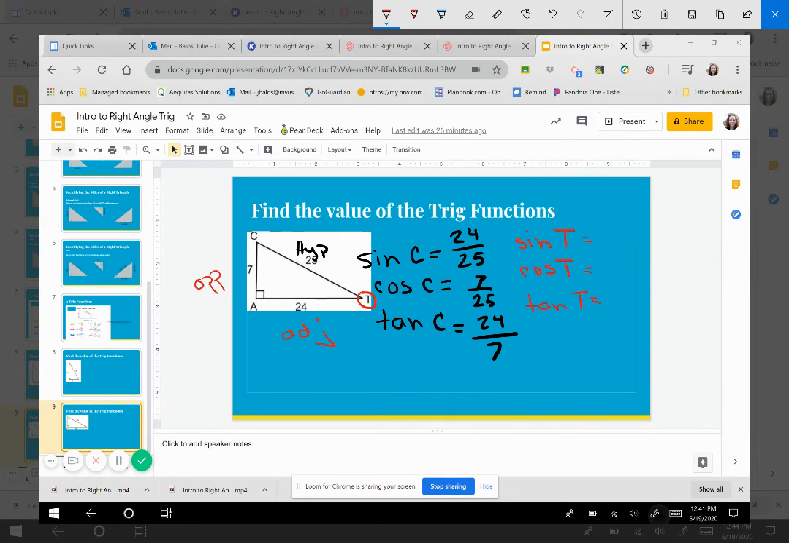Okay? Sine, opposite over hypotenuse, 7 over 25. Cosine, adjacent over hypotenuse, 24 over 25. Tangent, opposite over adjacent, 7 over 24.